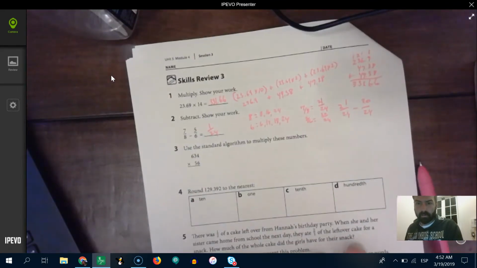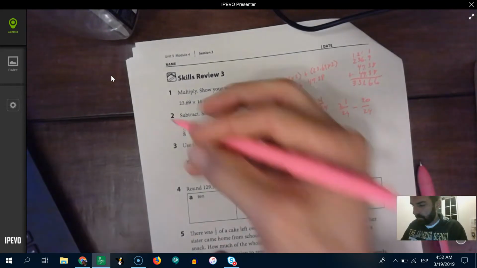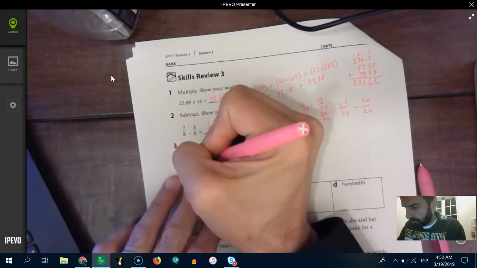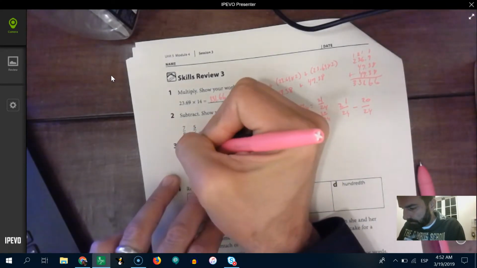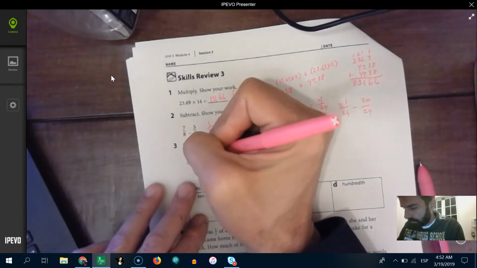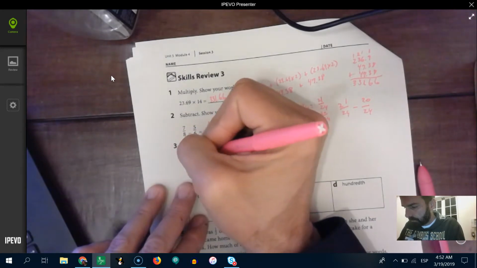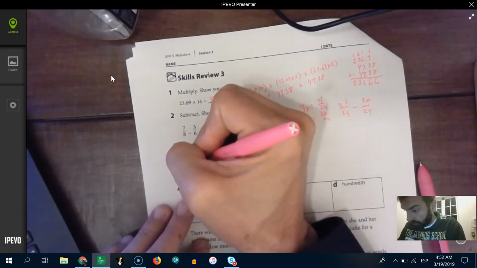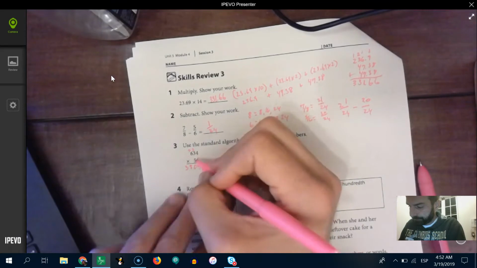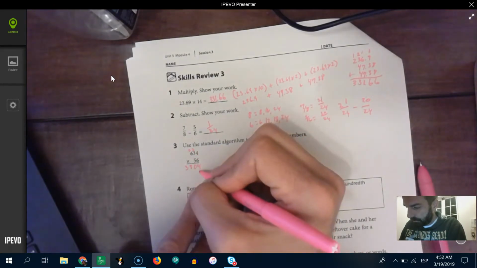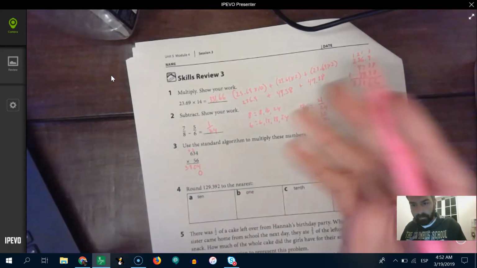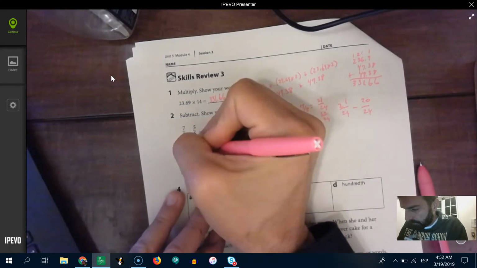Use the standard algorithm to multiply these numbers. 6 times 4 is 24. They don't really give you a lot of room, do they? 6 times 3 is 18, plus 2 is 20. Carry that 2. 6 times 6 is 36, plus 2 is 38. This is really a 50, so I do need to put the 0 down, and now I've accounted for 50. 5 times, cross that.